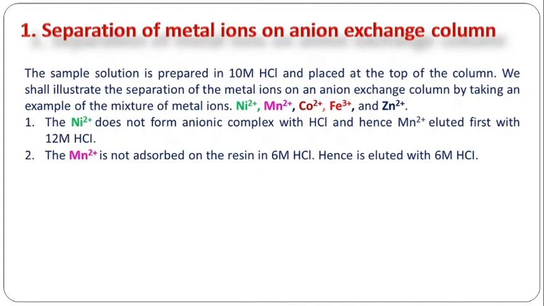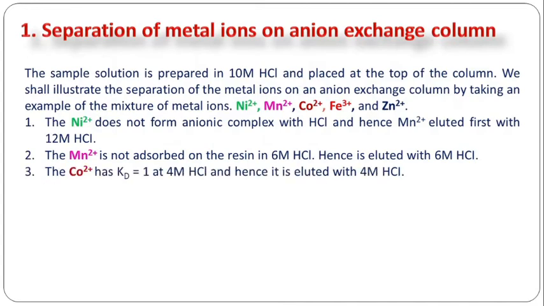Mn2 plus is not adsorbed on the resin in 6 molar HCl. Hence it is eluted with 6 molar HCl. If you add 6 molar HCl, Mn2 plus is not adsorbed on the resin, so that it can be eluted fast with 6 molar HCl.